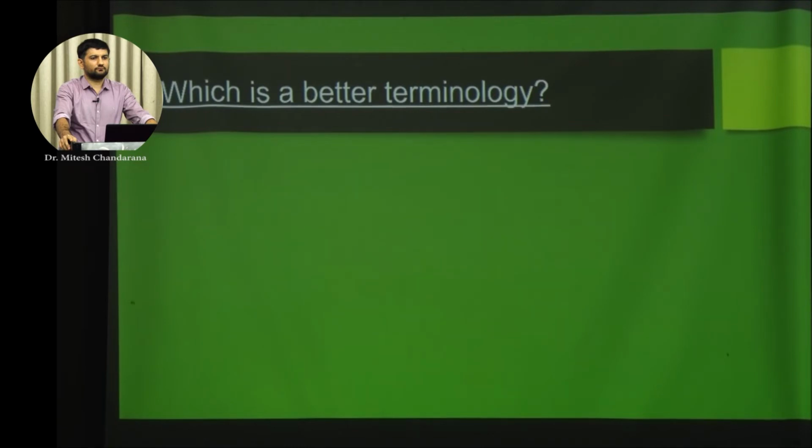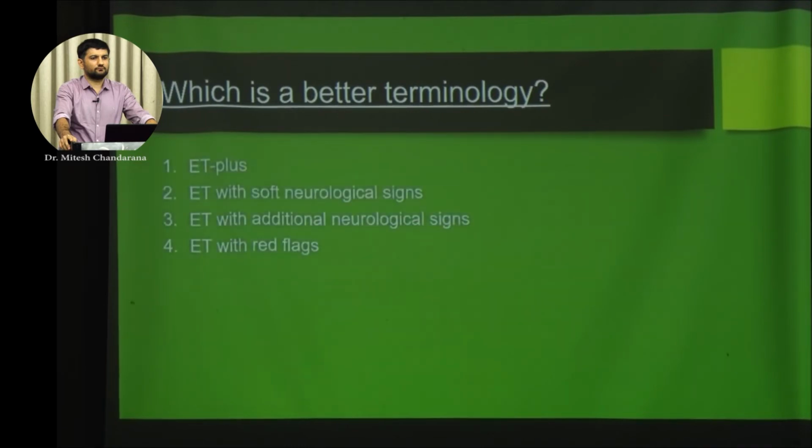So which is a better terminology? ET plus, ET with soft neurological signs, ET with additional neurological signs, or ET with red flags? That is a bit confusing. Maybe we can say ET with additional neurological signs, just not to stick to that particular diagnosis of ET plus.